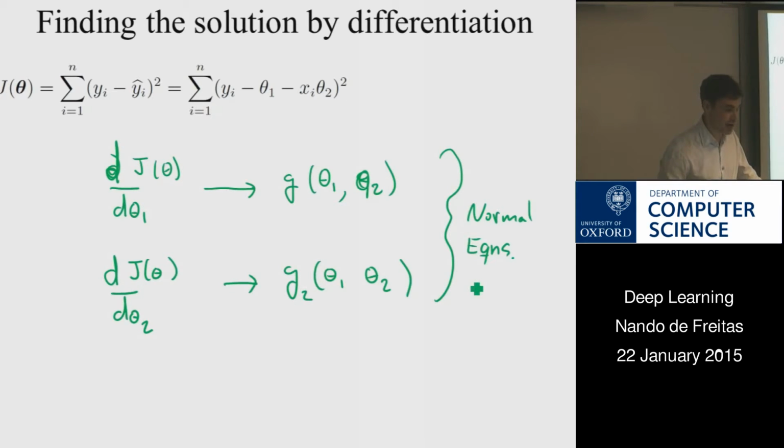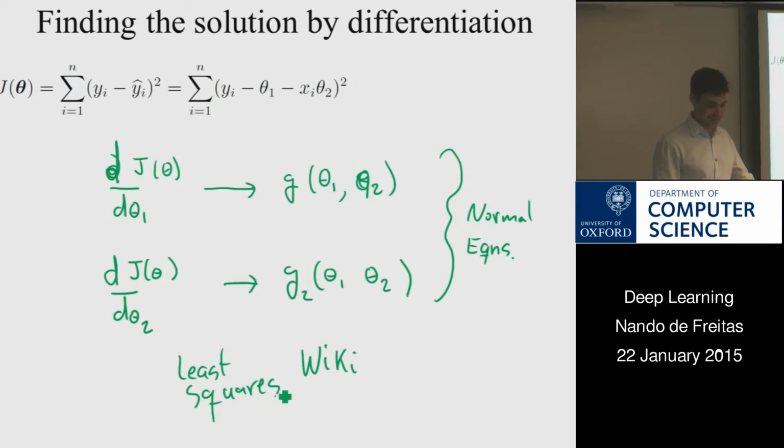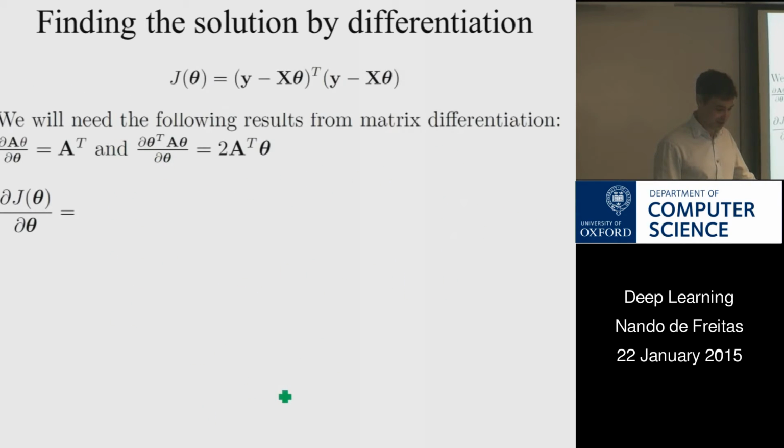They are described at length in the Wikipedia page. If you Google least squares wiki, you'll get the details of how you would do this. It's very tedious. I'm not going to do it this way. I'm not going to make you go through this painful exercise. There is a fast way.